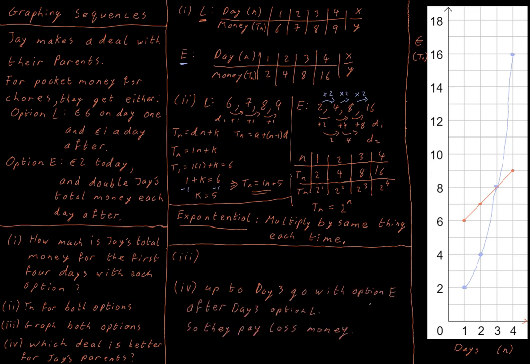So up to day 3, you would go with option E because our blue line is below our orange line here. And then after day 3, we should go with option L because after that point, the orange line is lower. We're paying less money overall to J. And that's what we would want as parents. We don't want to be giving all of our money away to J's pocket money. And that is what we need for graphing our sequences.